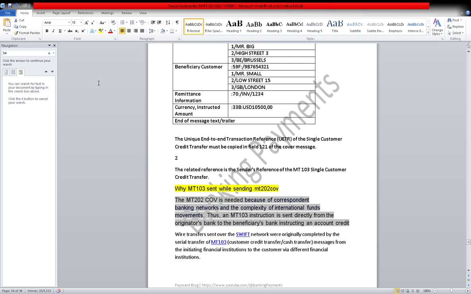When the serial method is used, the party bank that transfers the funds initiates only one payment. Now we have seen two payments initiated; now it only initiates one payment: the MT103 serial for the customer transfer, or the MT202 financial institution transfer.